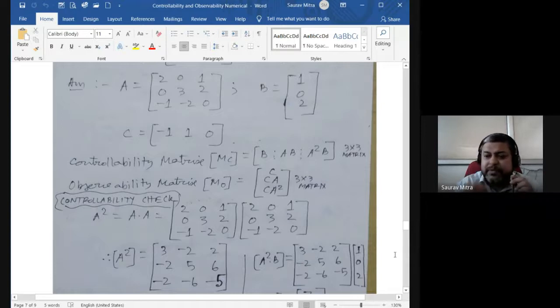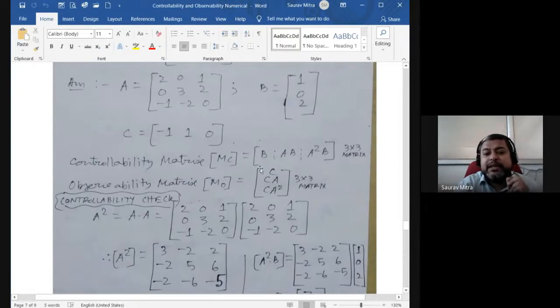First, you have to find the controllability matrix. So what you have to say is, as it is a 3 cross 3 system, the controllability matrix MC will be B, AB, A square B. So B matrix, you know, 102, and the observability matrix will be C, CA, CA square. So please write it properly and don't look at any book. Different books are having different notations.